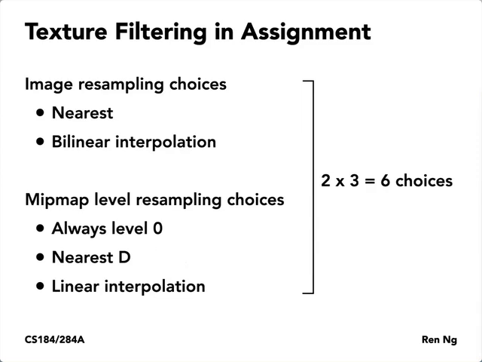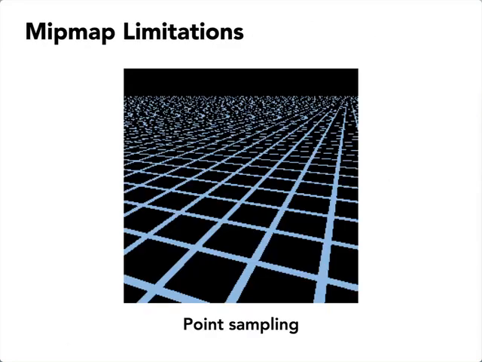On the assignment, we're going to have you explore this. We're going to get you to just implement and look at the different combinations of this. You'll implement trilinear interpolation and then just turn off different parts of it, okay, to explore what happens when you leave it out. So for image resampling choices, you'll do nearest neighbor versus bilinear interpolation, see what that looks like. And then for the MIP-map level choices, you can do always level 0. That's equivalent to having no MIP-map. Nearest D, integer, and then linear interpolation, as I described earlier. If you do linear interpolation here and bilinear, that's trilinear MIP-map. And that's, as I said, a very high quality result.